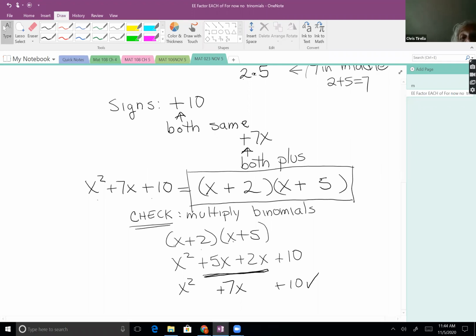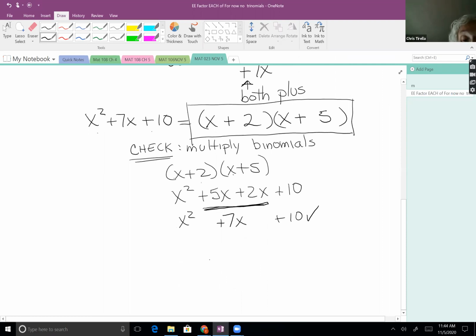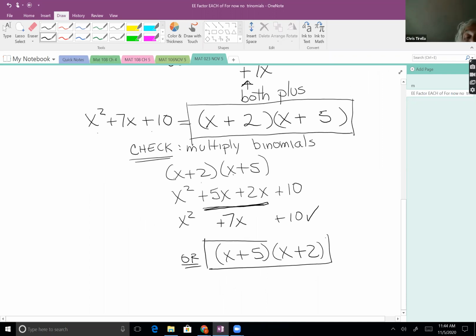Now, the glass is half empty, the glass is half full. There's another possible correct answer for that, and that could be x plus 5 times x plus 2. You see, that one's got exactly the same factors. It's just we've used the commutative property to change the order of the multiplication. How's that one?